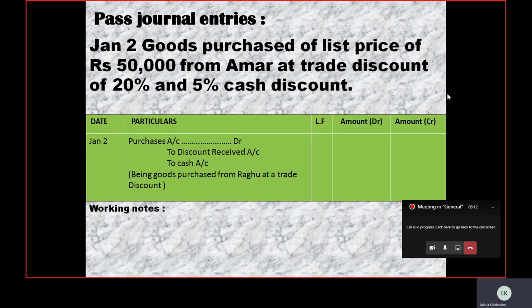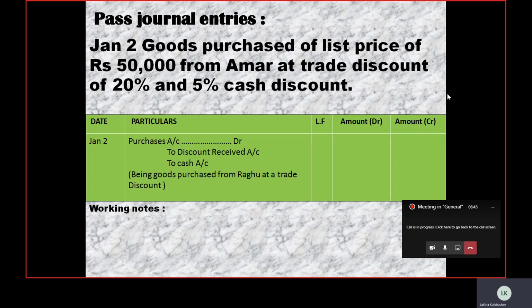And the discount received is credit. Why? Because children, in case of a purchase, we are getting a discount because the seller is allowing us a discount. That means we are supposed to pay the lesser amount, so it's a benefit for us. So in case of a purchase, the discount is an income. That's the reason it's credited. Vice versa, in case of a sale, the discount is an expense, so therefore it has to be debited. So the journal entry will be purchases account debit to discount received account credit to cash.